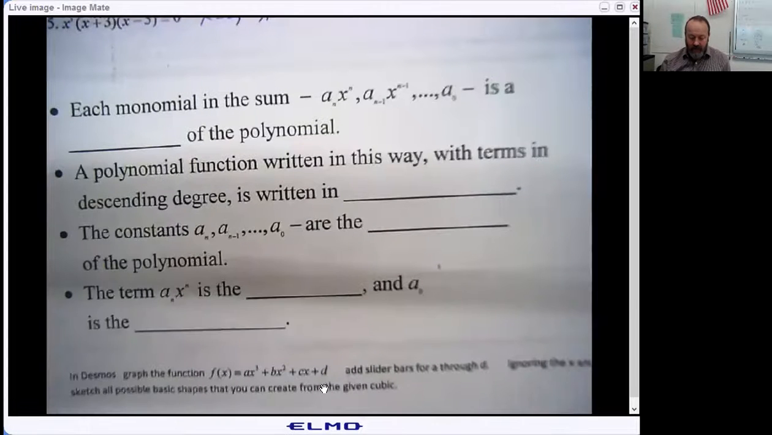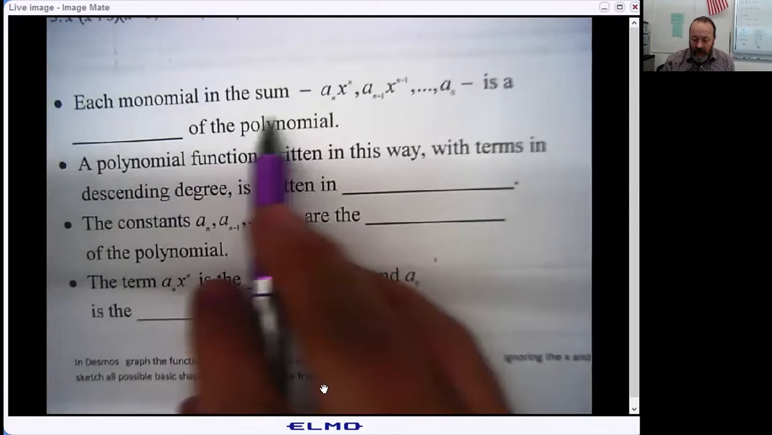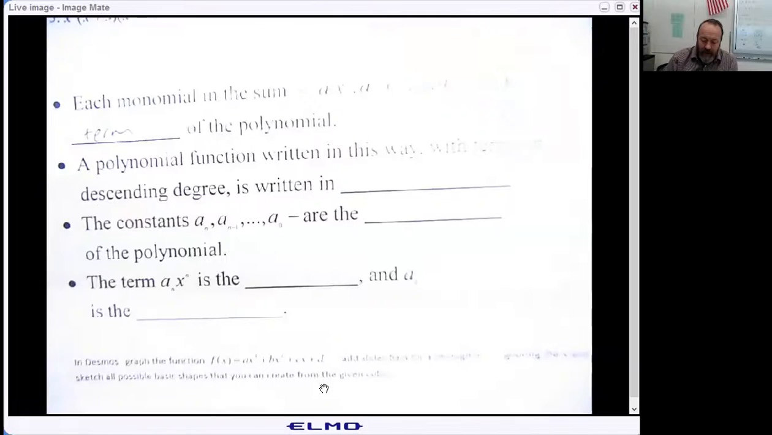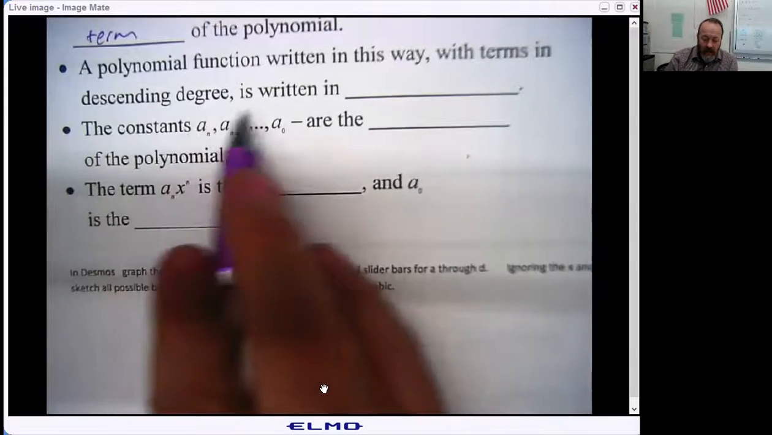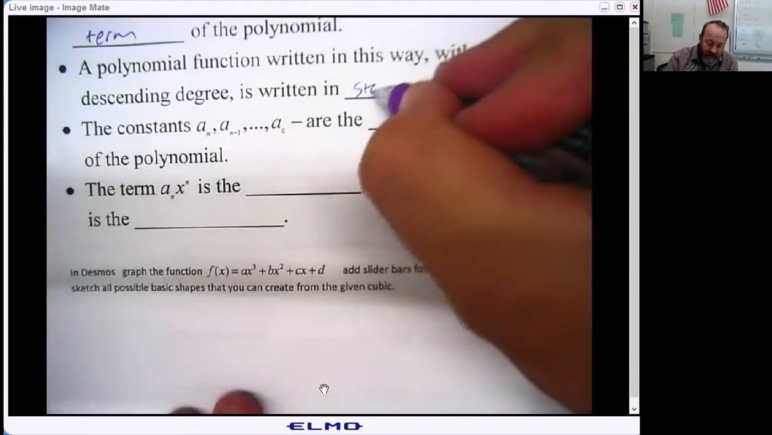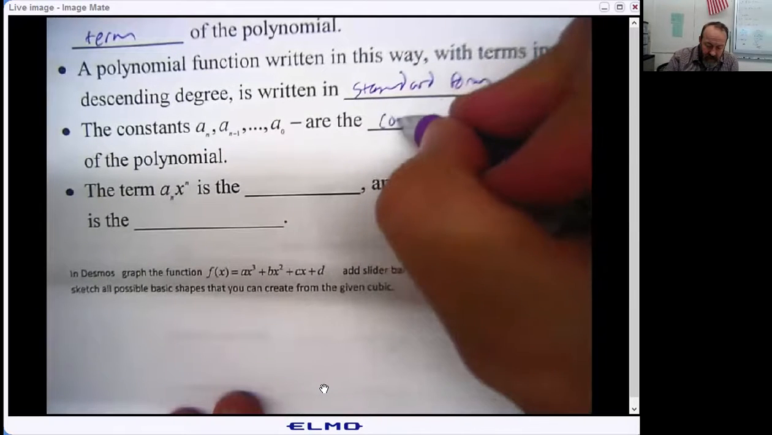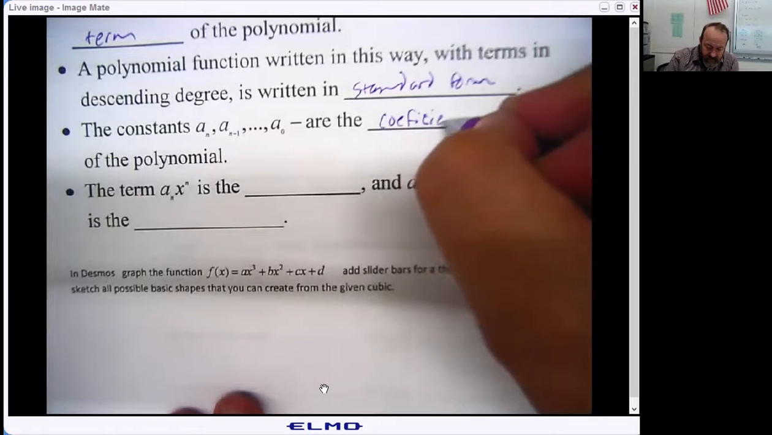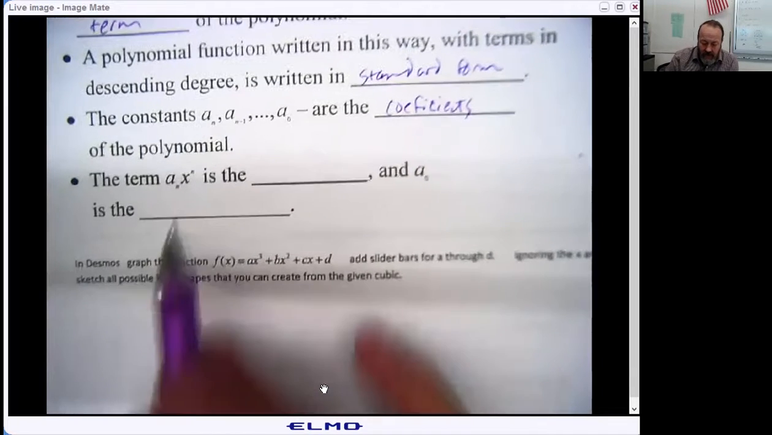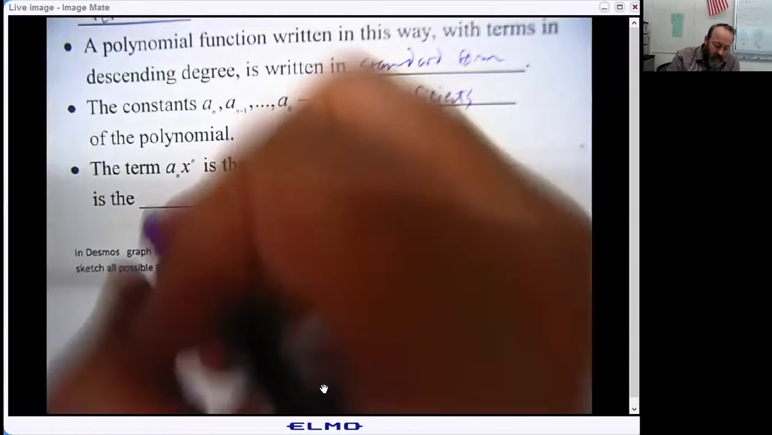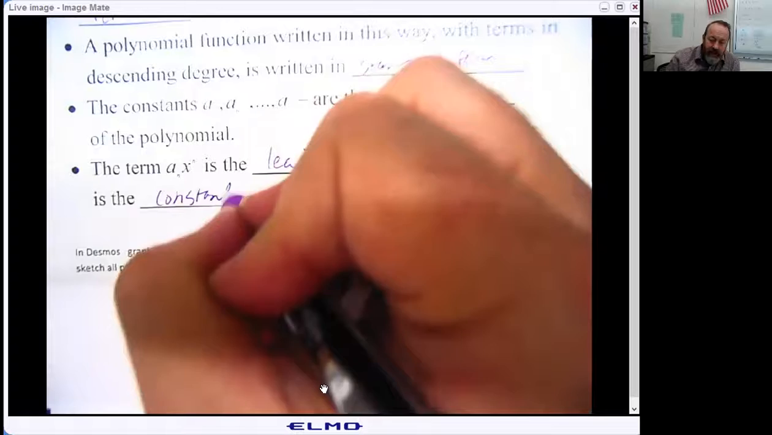Now, some of this is going to repeat what actually happened in the first one. Each monomial in the sum is called a term of the polynomial. And a polynomial function written in this way, where the terms are in descending order, is considered to be in standard form. The constants are called coefficients. A sub n, which is the biggest one, is called the leading term. And a sub 0 is the constant. That's not a big deal.